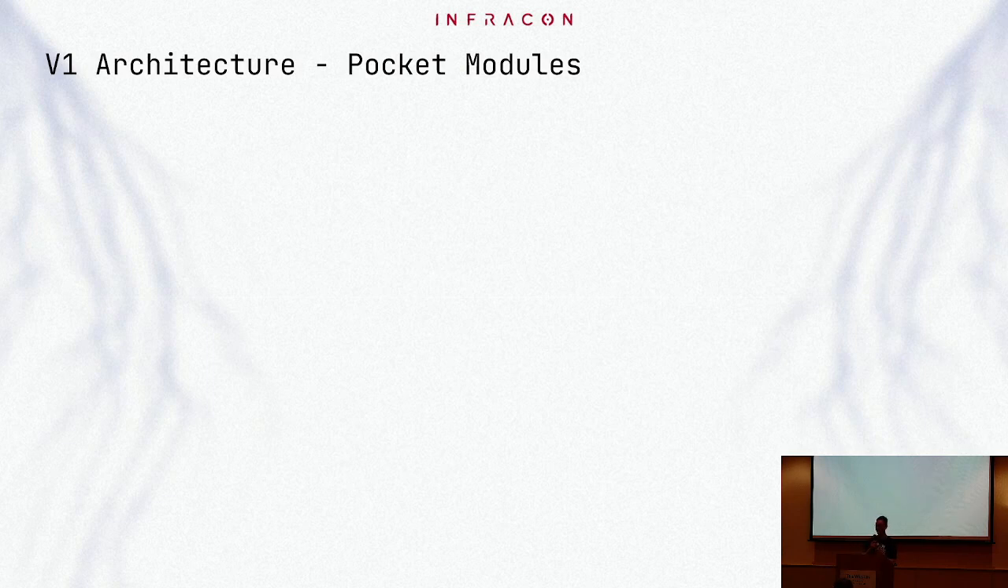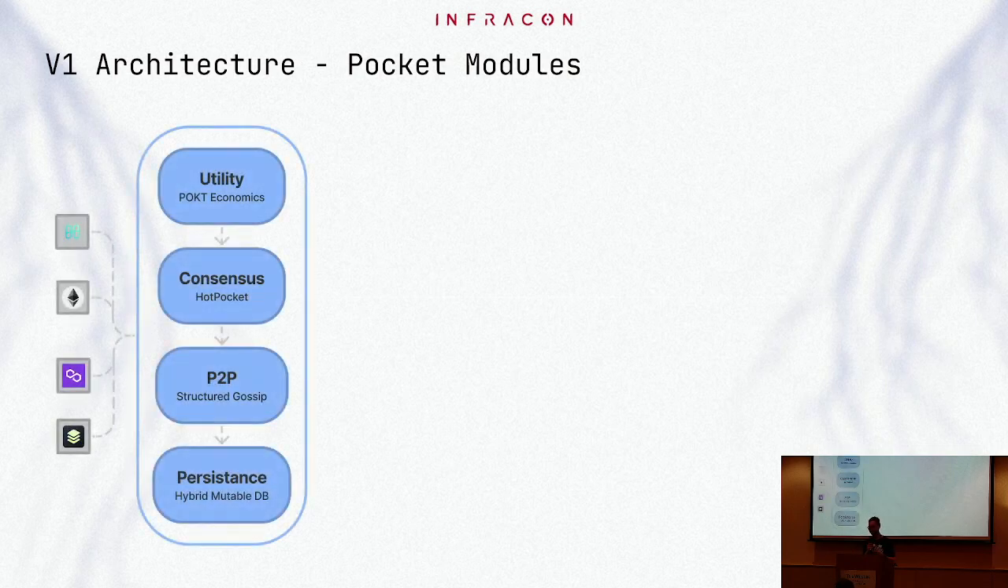Okay, so that's kind of what the protocol level actors look like, but then what does the architecture look like? And I've got a couple diagrams here. So first we have a block level diagram, and this just kind of summarizes what all the modules look like. So we got the utility module that kind of crosses the boundary of the servicers, the applications, the fishermen. We got the consensus module, we got the P2P module, and then we got the persistence module. So it's all pretty simple, 4 big modules.